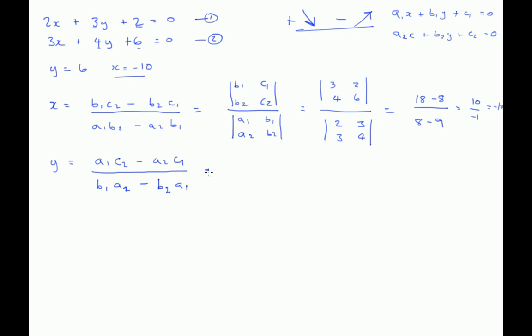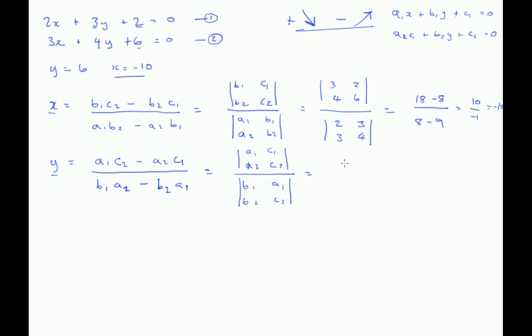So this time then that is equal to the determinant a1 c1 a2 c2 divided by b1 a1 b2 c2 determinants. Okay, so essentially we've done the same thing, but this time eliminating x to calculate y instead of eliminating y to calculate x.